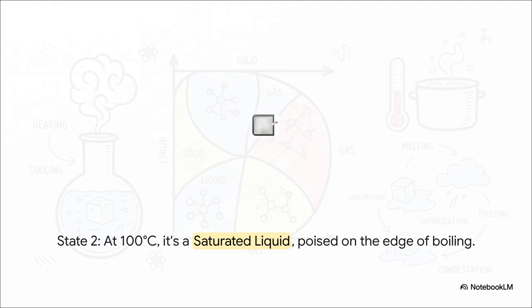Now let's turn up the heat. The temperature climbs and climbs until, bam, it hits the boiling point, 100 degrees Celsius at this pressure. Right at this instant, it has a new name, saturated liquid. Think of it like this. It's holding every last bit of heat it possibly can without turning into vapor. One more tiny bit of energy, and the show begins.